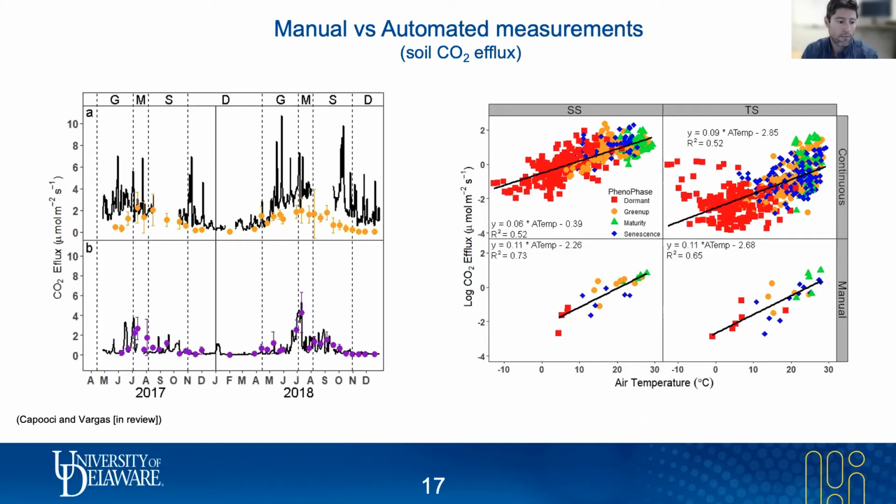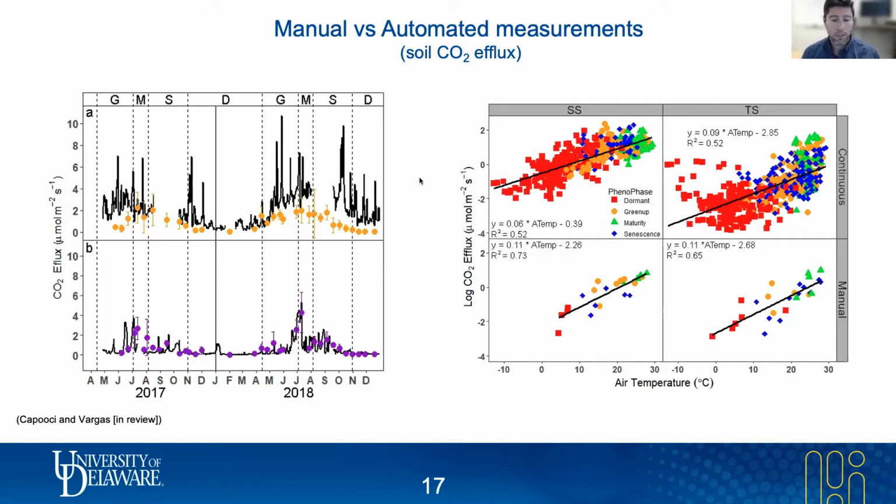This is a study led by Maya Capucci, and she installed automated measurements of CO2 flux from soil to the atmosphere for 2 years in 2 different sites in this ecosystem. And then in the same locations, she did manual measurements. So the idea is that you get the same information from manual and automated measurements, at least you hope so. The first thing that she studied was what we call functional relationships.